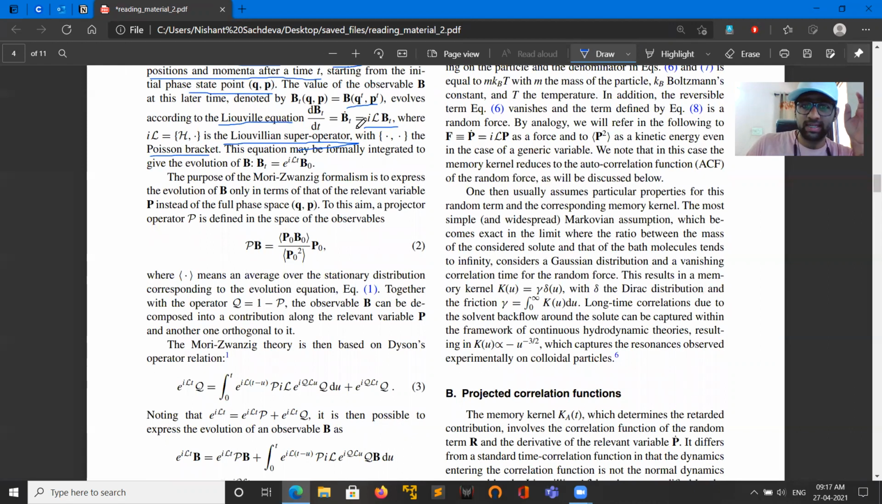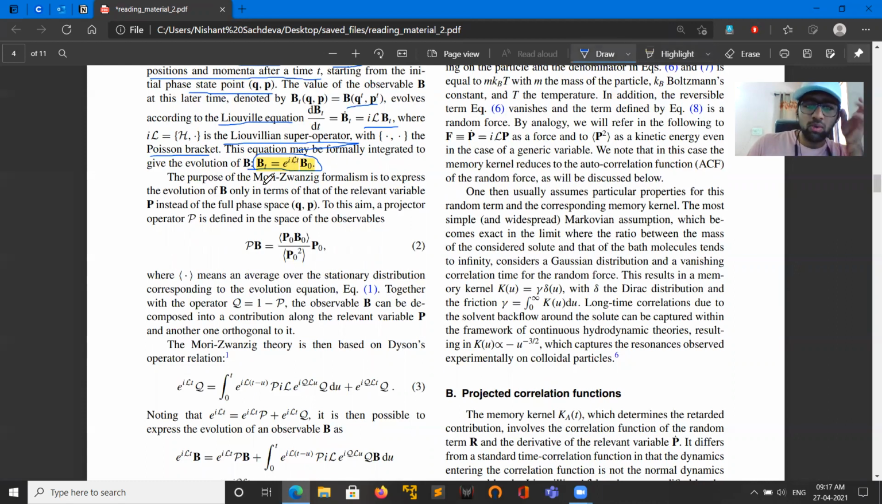This equation may be formally integrated to give the evolution of B. That is, Bt is e to the power iLt B naught, where B naught is the initial value. Keep this part in mind, because this will come up later as we go ahead.